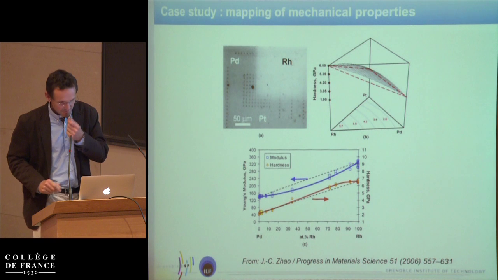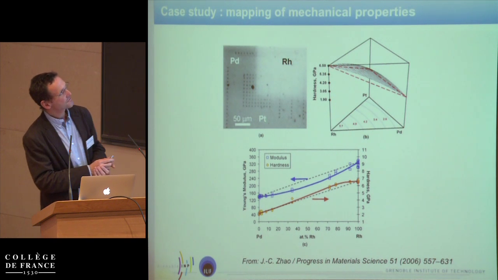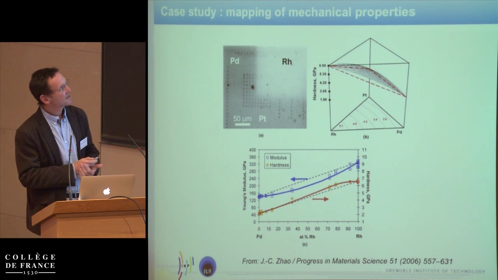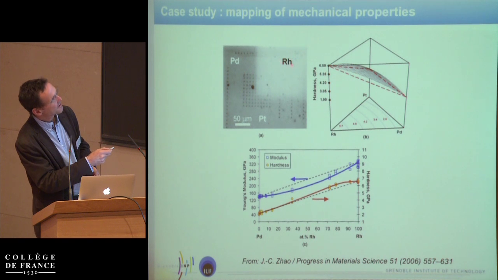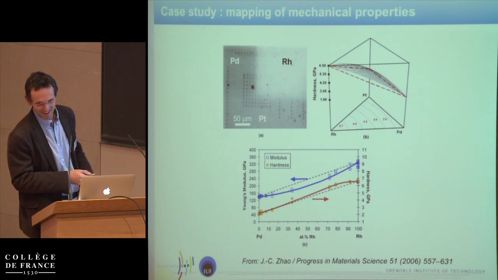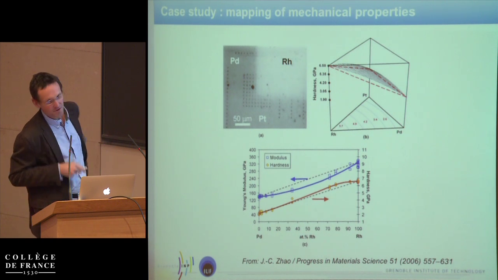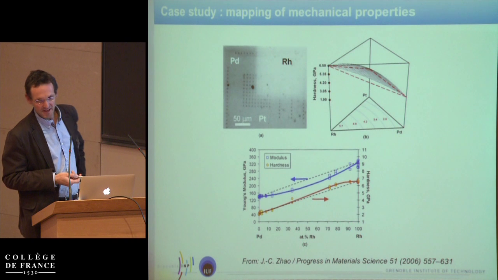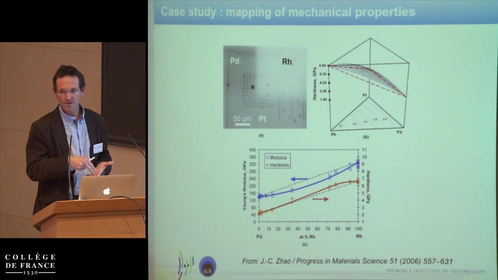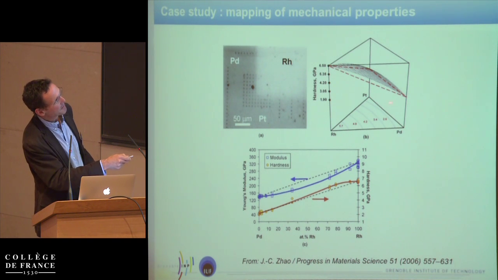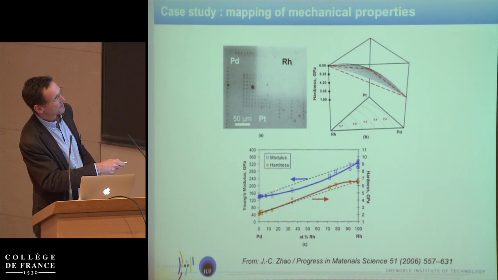Okay, so a few examples now. So first, mapping. This one is about mapping mechanical properties, actually. And so here people did a ternary diffusion couple, well, a diffusion triple, between palladium, rhenium, and platinum. And then using a nano-indenter map, you can get some mechanical properties. And if you do nano-indentation, you get not only the hardness, but also the modulus. And then you can start to make maps as a function of composition of, well, here hardness in orange and modulus in blue.